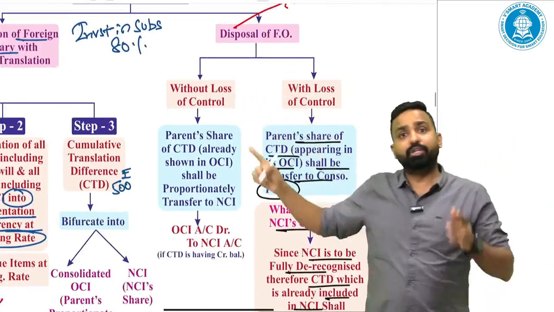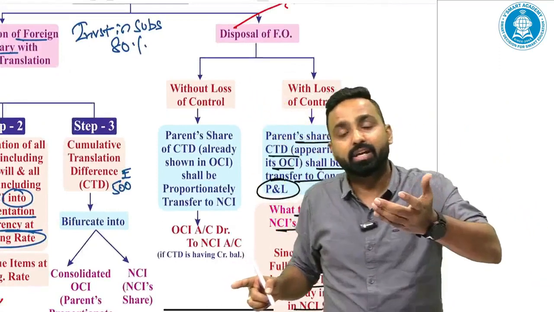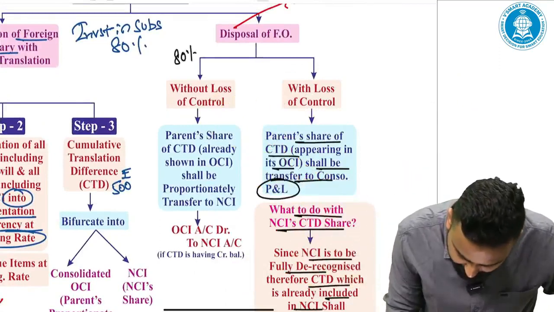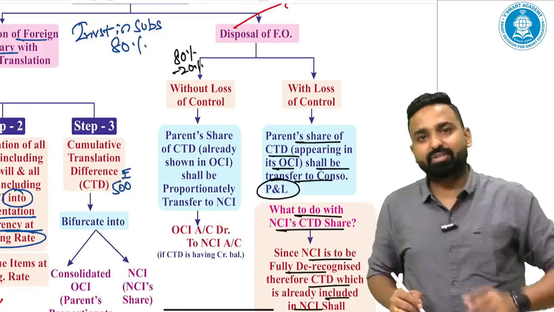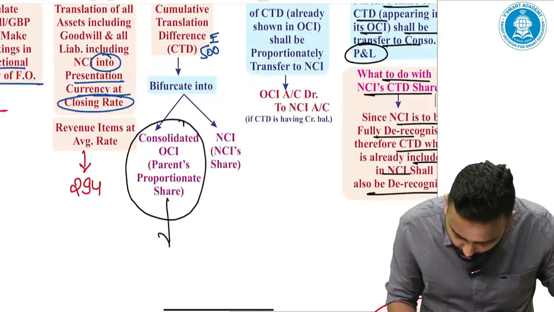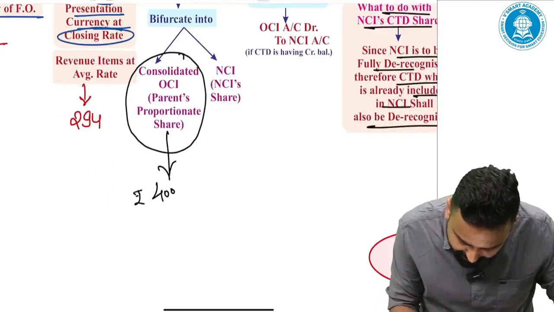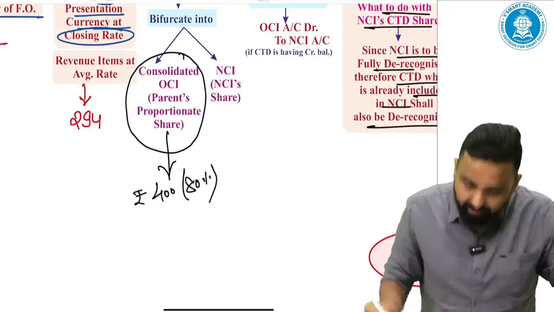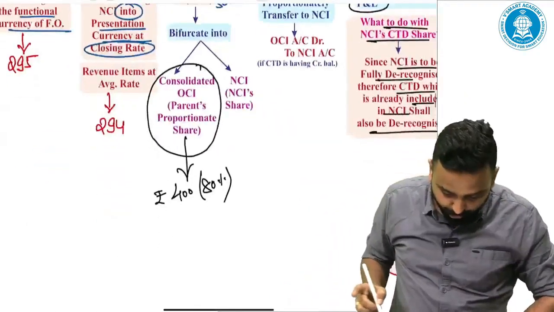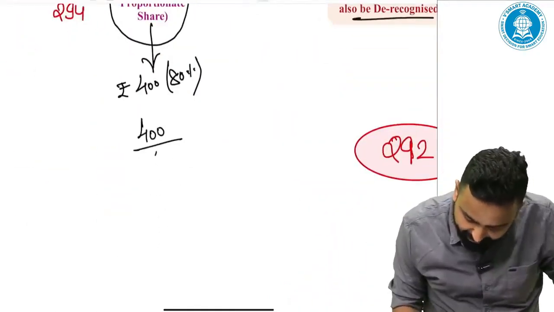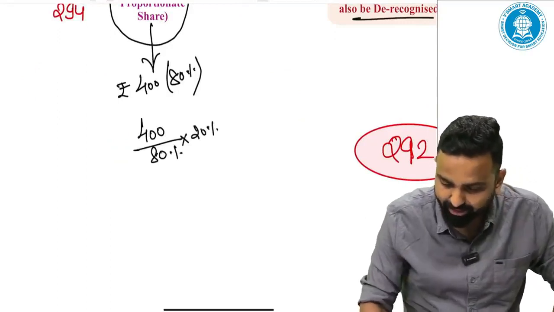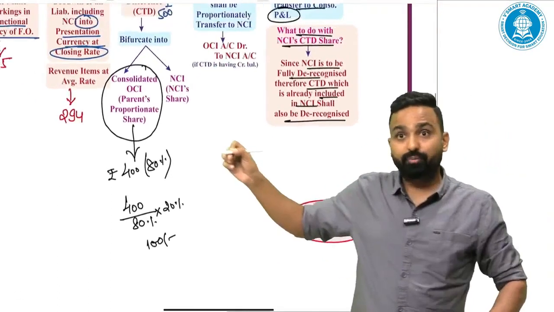But suppose you are disposing of part of the investment in subsidiary, and such disposal is without loss of control. That means out of 80%, you sold 20% only. Still, you have 60%. Now, what you will do? Suppose you have your accumulated OCI share of 400 rupees as per 80%. Now, out of 80% share, you sold 20%. So, what you will do? 400, if it is for 80%, how much should be for 20%? 400 divided by 80 into 20. It should be 100.